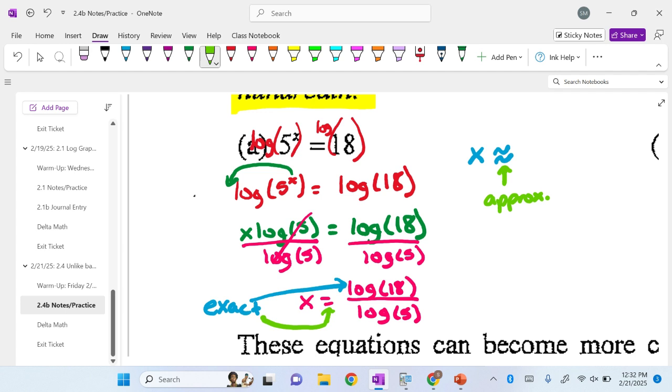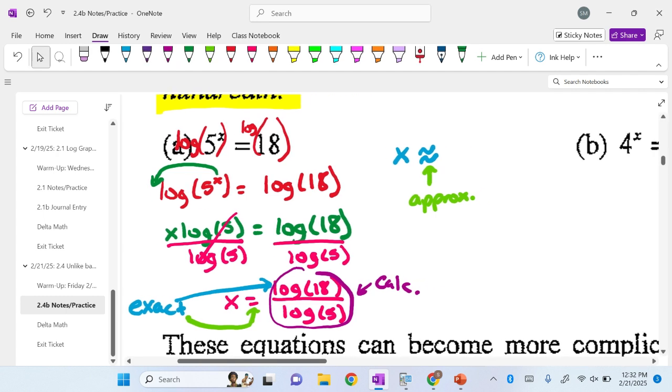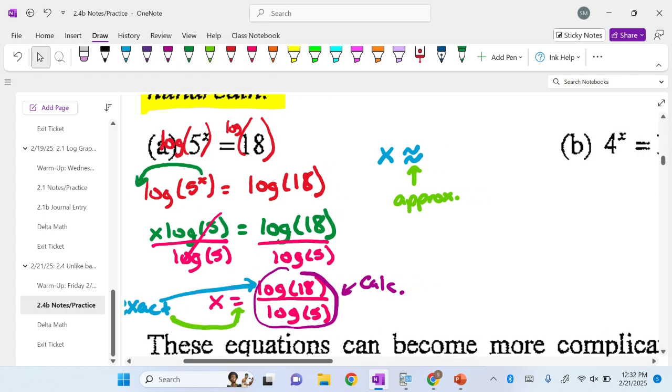So put this in your calculator. Tell me what you get. And round it to 2 decimal places. So do log 18 divided by log of 5 in your calculator. So I should see a lot of clicking keys.